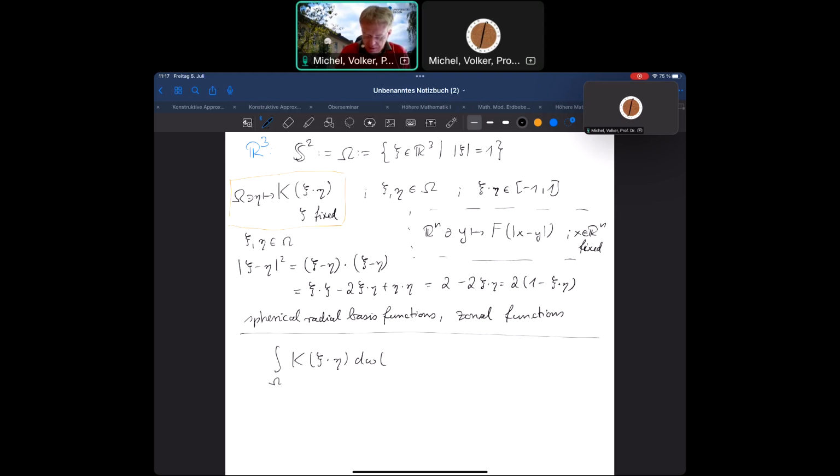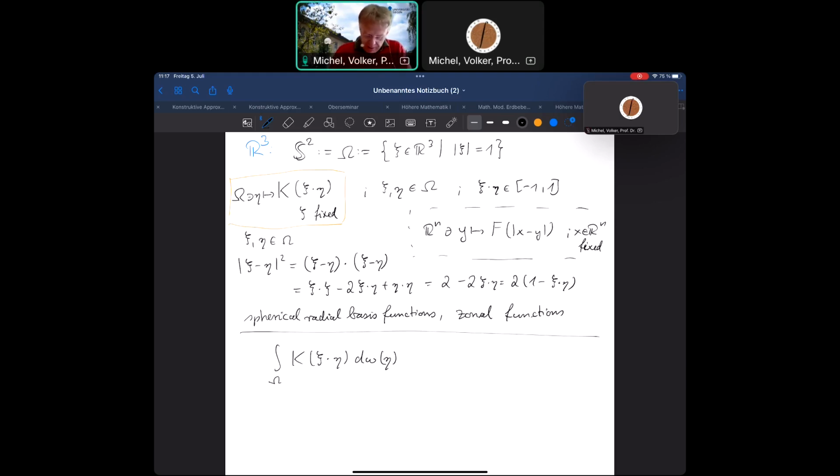So I will write a lowercase d omega for the surface element on the unit sphere. The psi is fixed, and you have such an integral over a zonal function with respect to the remaining variable eta, then two things are interesting. It doesn't depend on psi, doesn't depend on the center of this radial basis function. And the other thing is you can write it as a 1D integral, namely it's 2 pi times the integral from -1 to 1 of k of t dt.